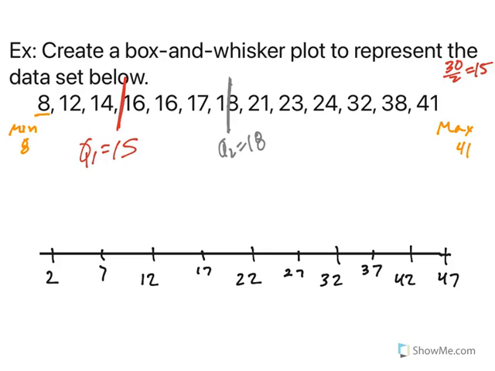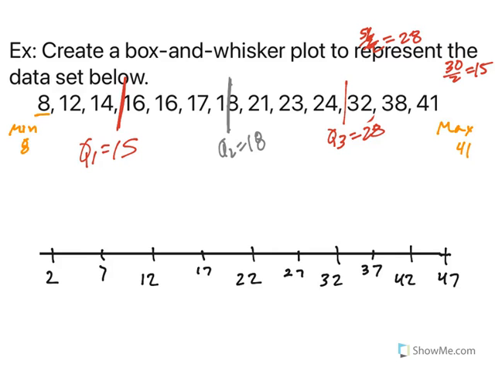Now I go to my upper half. My middle 2 numbers are 24 and 32. When I add those together, I get 56. 56, I divide by 2, and I get 28. So Q3 is 28. Now I'm ready to create my box and whisker.